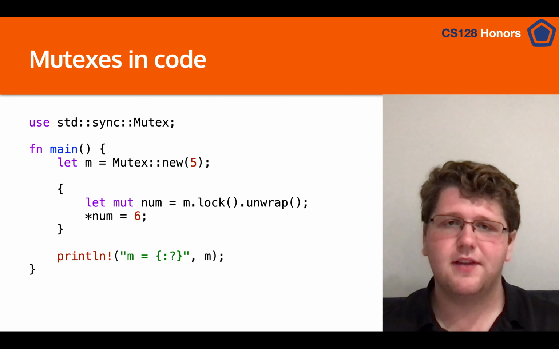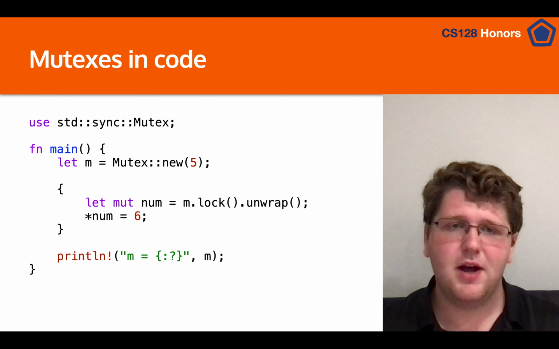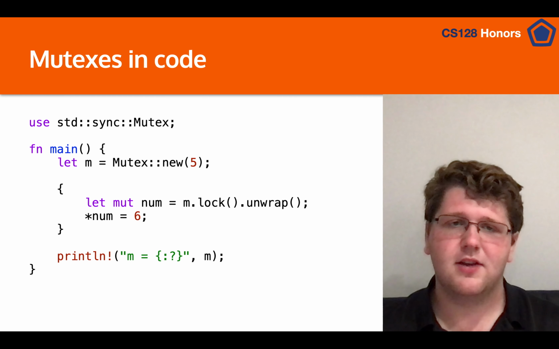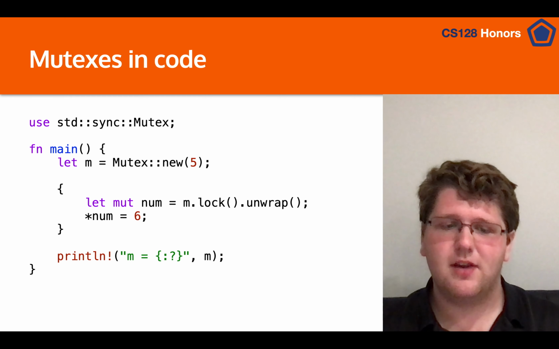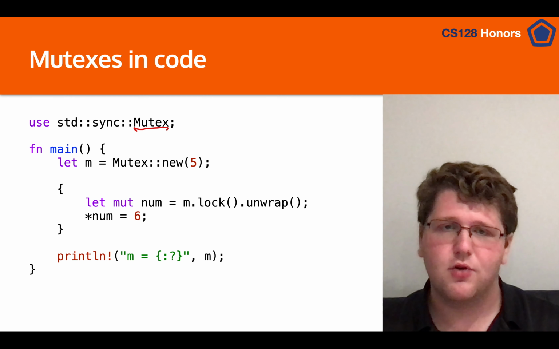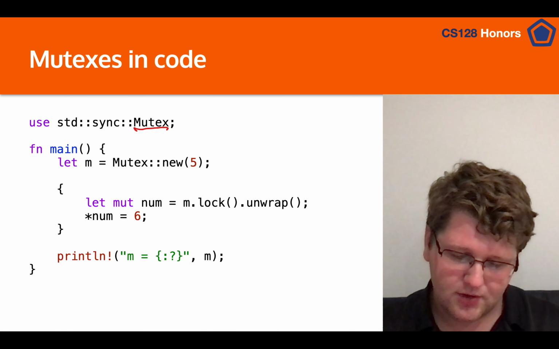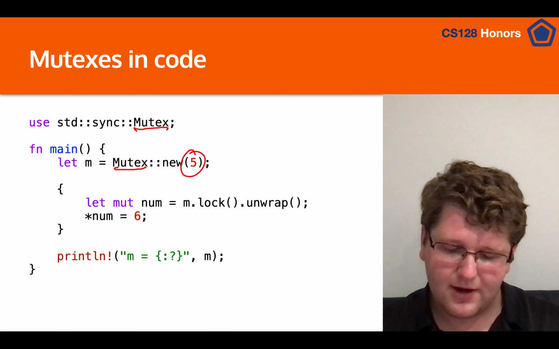So let's take a look at an example of a mutex in code. We're not going to talk about mutexes in the context of multiple threads just yet, because you'll need some of the stuff from next lecture. In the meantime, let's take a look at it in a single threaded context. What we have here is just an import of mutex, importing the things that we need. Then we're creating a mutex, and we're passing in a value of 5.